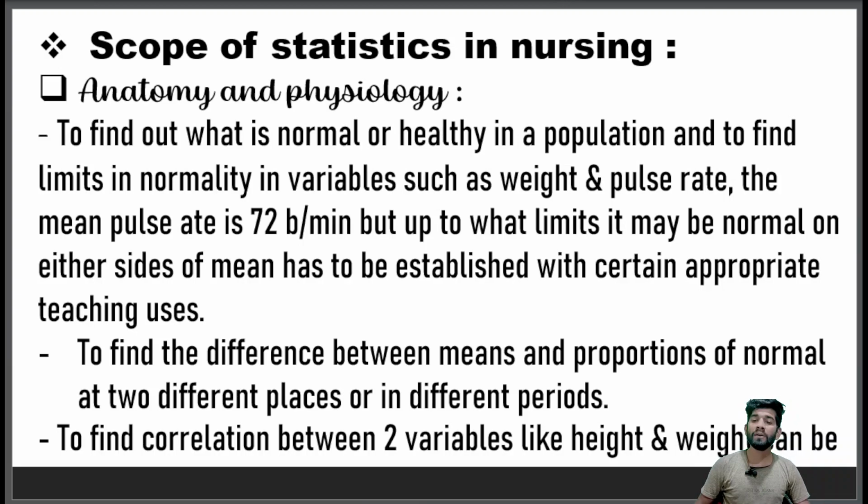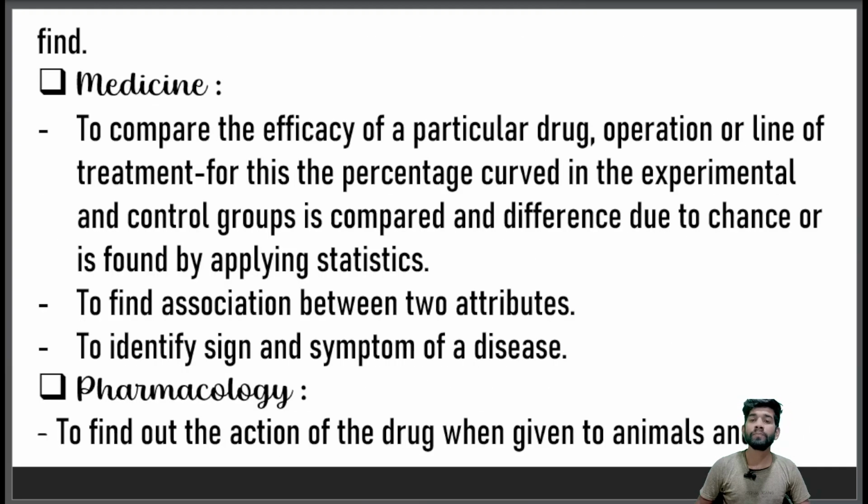Then to find correlation between two variables, like height and weight, can be found. Then the second scope in nursing of statistics is medicine: to compare the efficacy of a particular drug, operation or line of treatment.